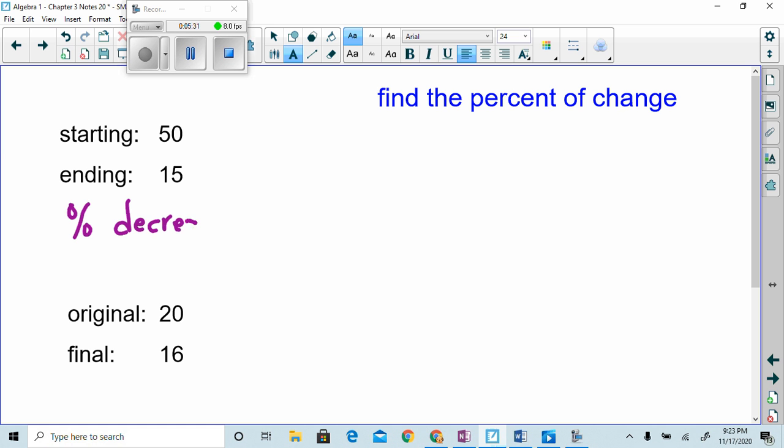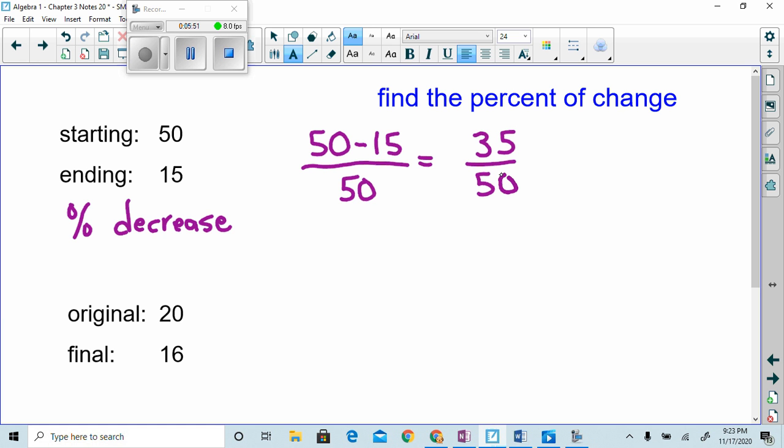In a percent decrease, we're still going to do the following model. We're going to find the amount of change, which means find the difference. And the base is always the original or starting amount. Go ahead and simplify. And then we can set up the proportion.